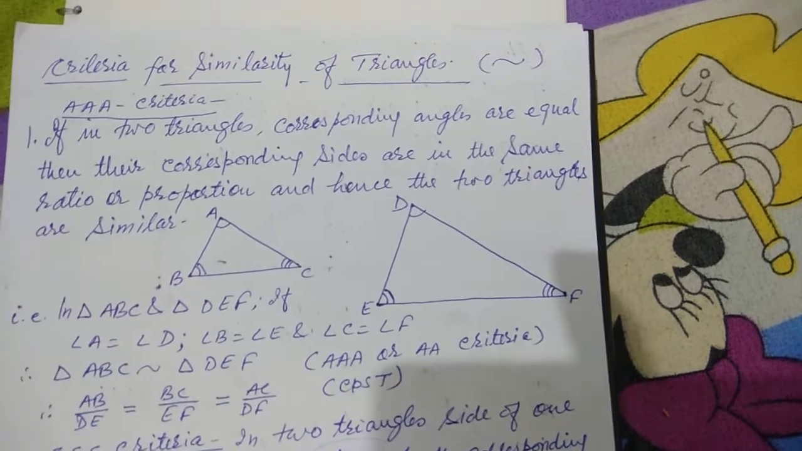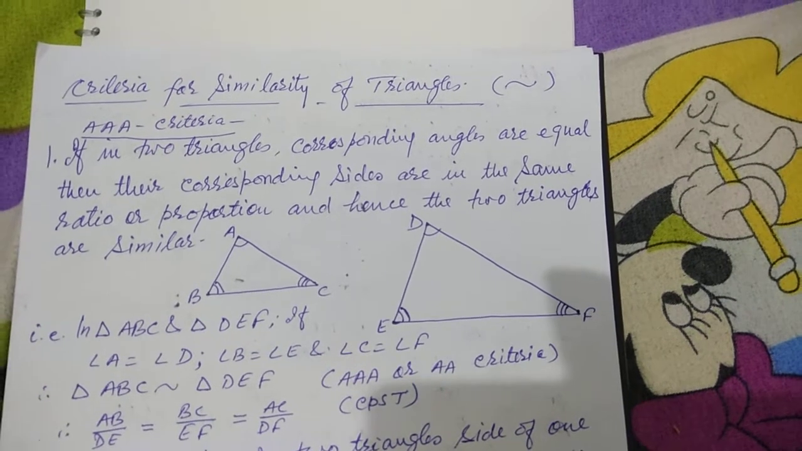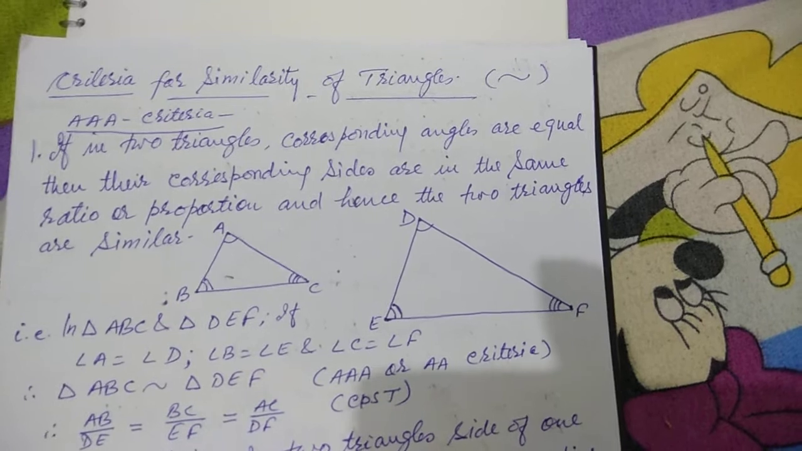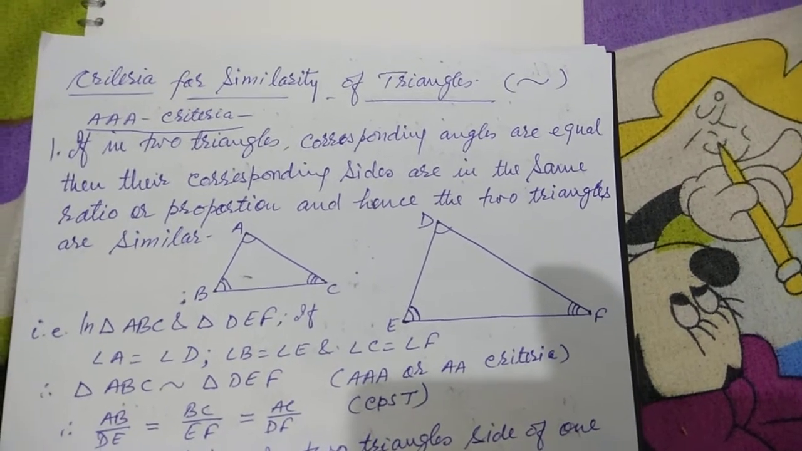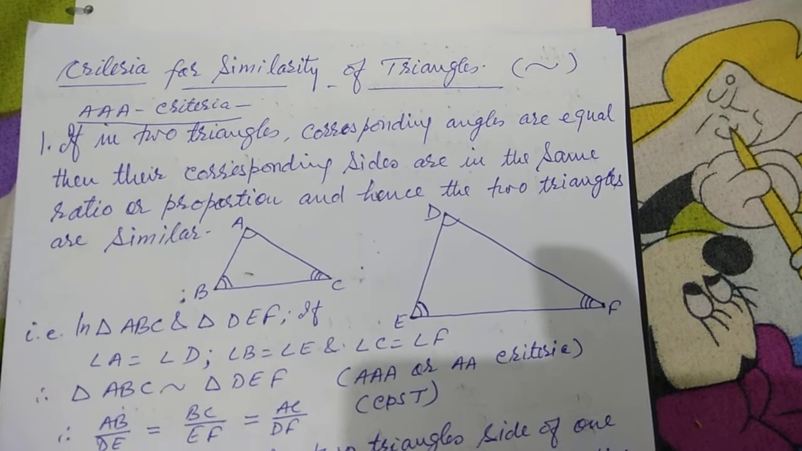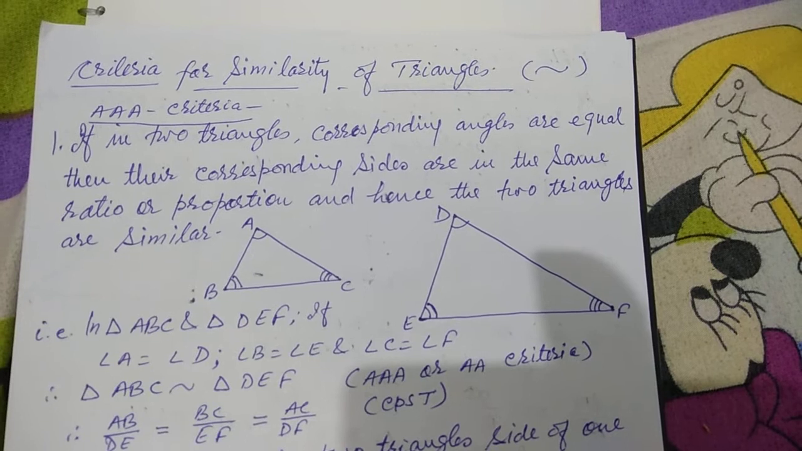Hello students, today we will learn the criteria of similarity of triangles. As you can see, the symbol of each criteria of similarity is given in the bracket. First criteria is AAA criteria.